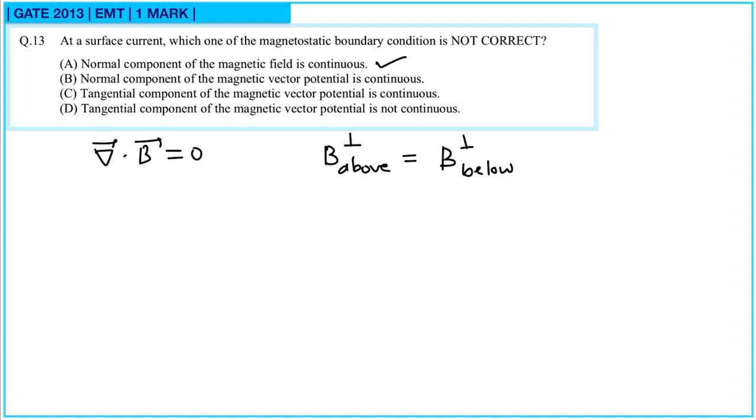So A is correct. And the magnetic vector potential and electric potential, these two are continuous at the boundary. So option B is correct. The normal component of the magnetic vector potential is continuous, and the tangential component of the magnetic potential will also be continuous. So the condition which is not correct is option D.